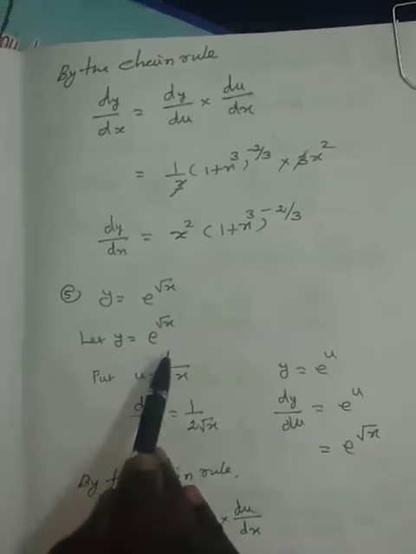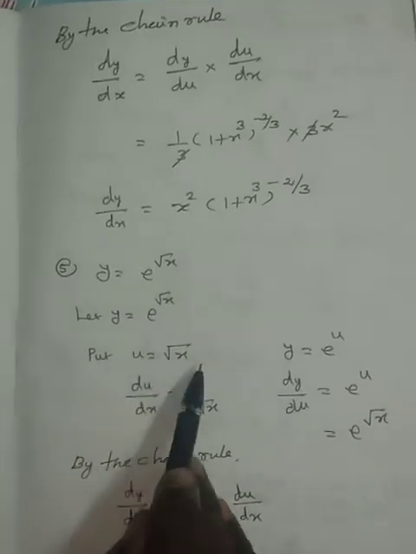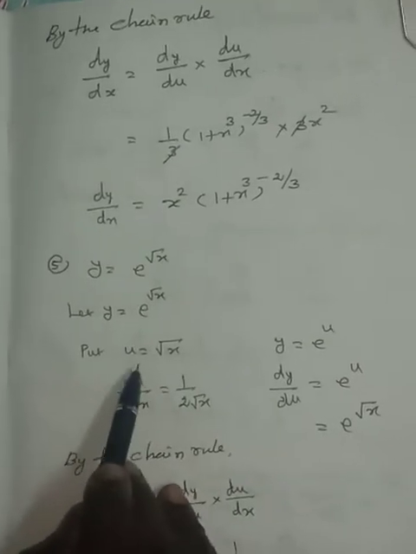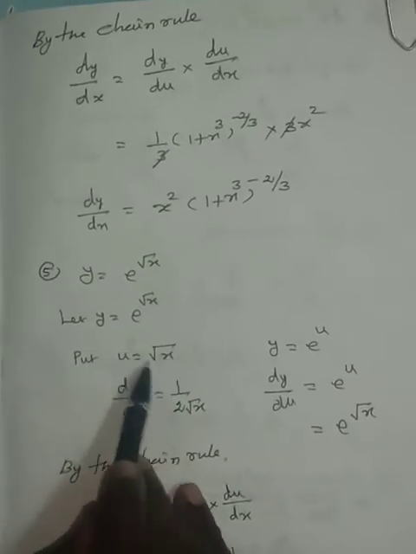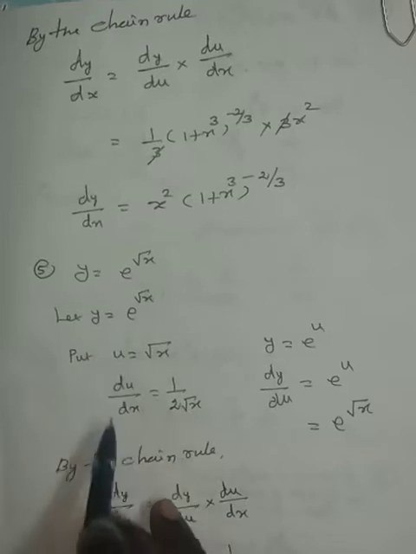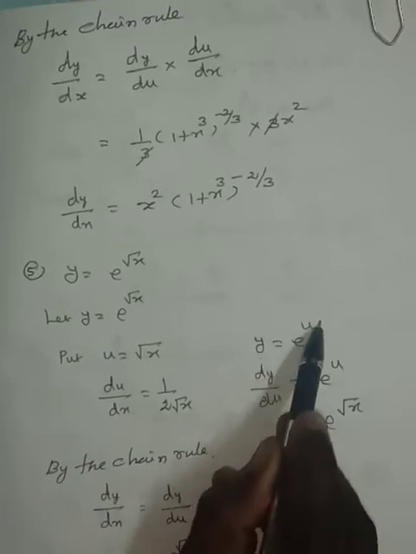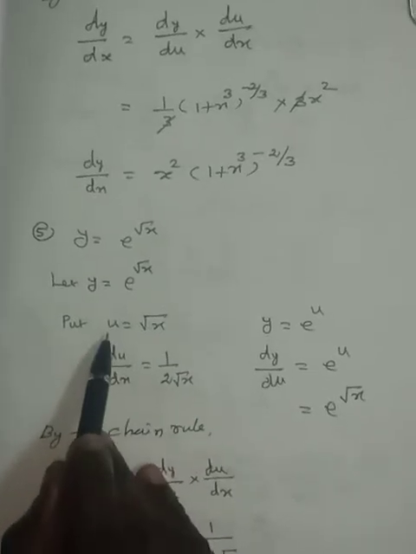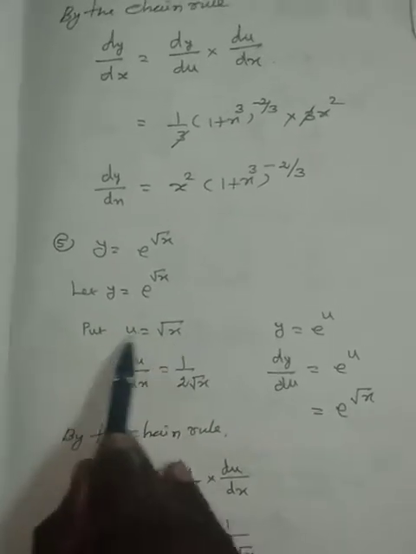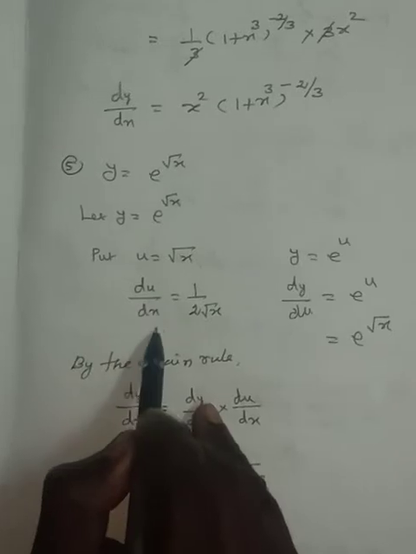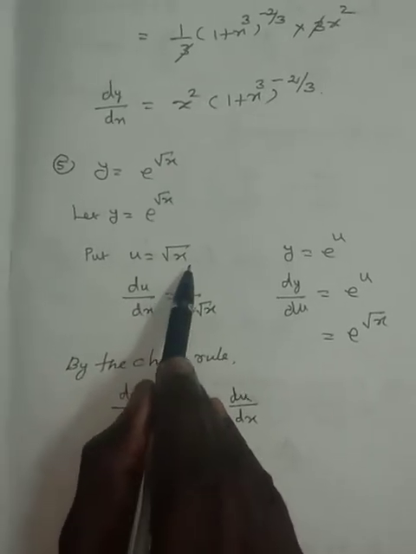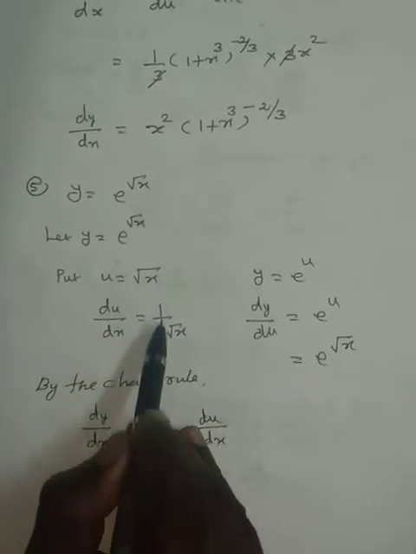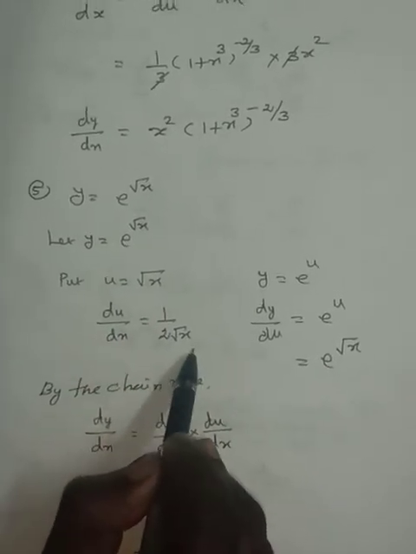Let y is equal to e to the power of root x. Put u is equal to root x. Substitute u is equal to root x. Root x is equal to u, e to the power of u. Therefore, y is equal to e to the power of u. Left hand side variable is u, right hand side variable is x. Therefore, differentiate u with respect to x, du by dx is equal to root x differentiation, which is 1 by 2 root x.